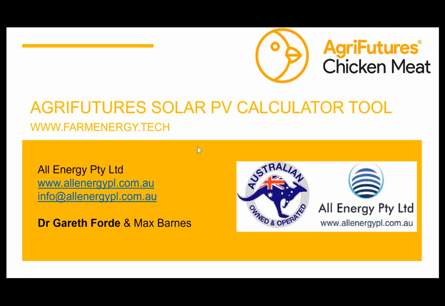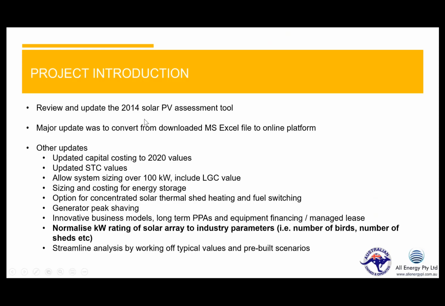We're talking about the project to update the 2014 solar PV assessment tool, and we migrated that from a downloadable Excel file to a more user-friendly online platform. One of the innovations that we aimed to bring in was to normalise around business metrics important for the broiler industry, designing and trying to automate the design of those PV solar arrays. The metric that's used quite commonly is number of sheds, and then you can modify that to surface area with assumed stocking densities to then arrive at an estimated power requirement for given geographic areas.